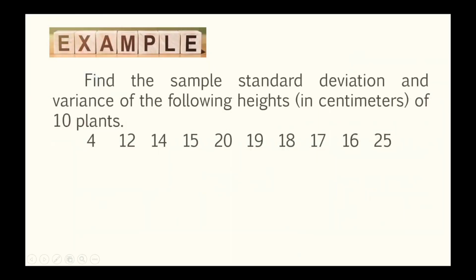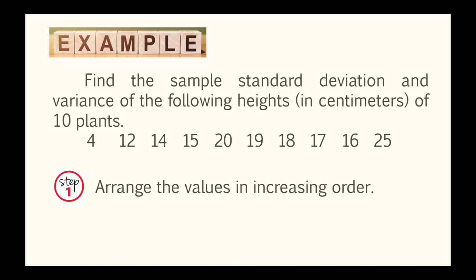Let's have example number 1. Find the sample standard deviation and variance of the following heights in centimeters of 10 plants. We have here the heights of 10 plants: 4, 12, 14, 15, 20, 19, 18, 17, 16, and 25. For the first step, that is to arrange the values in increasing order. So the first number is 4, next 12, 14, 15, 16, 17, 18, 19, 20, and then the last height of plant is 25, which is the tallest plant.